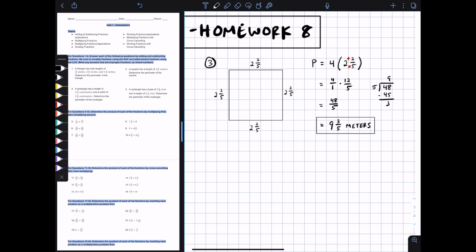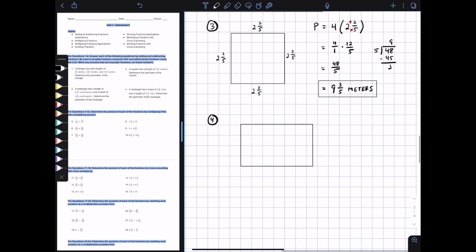Okay, that's number 3. Moving on to number 4, we have a rectangle. This one's similar to number 2. So let's go ahead and set up a rectangle here. The base is 5 3/8, so it's the longer one, 5 3/8. And the height is 2 1/4. I know you probably know this, but I'm just going to label these up here to remind you in case you might forget to use these measurements as well.